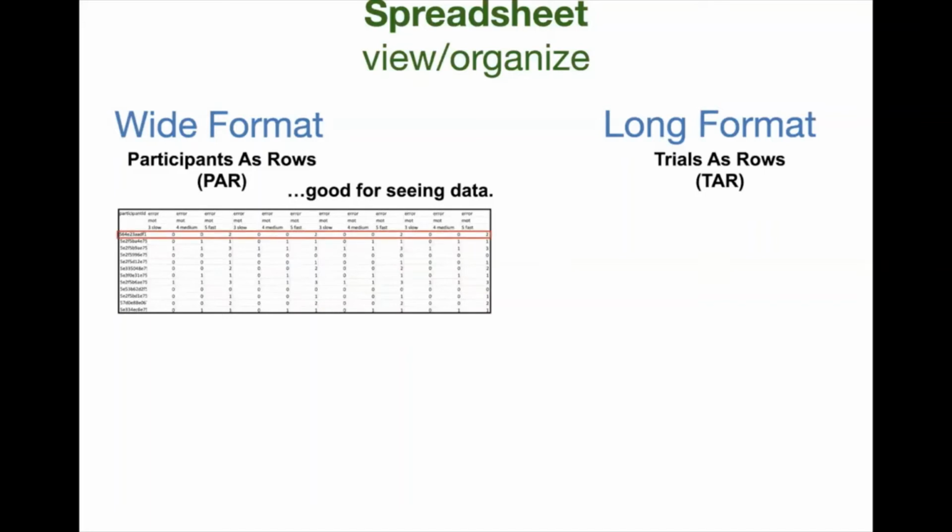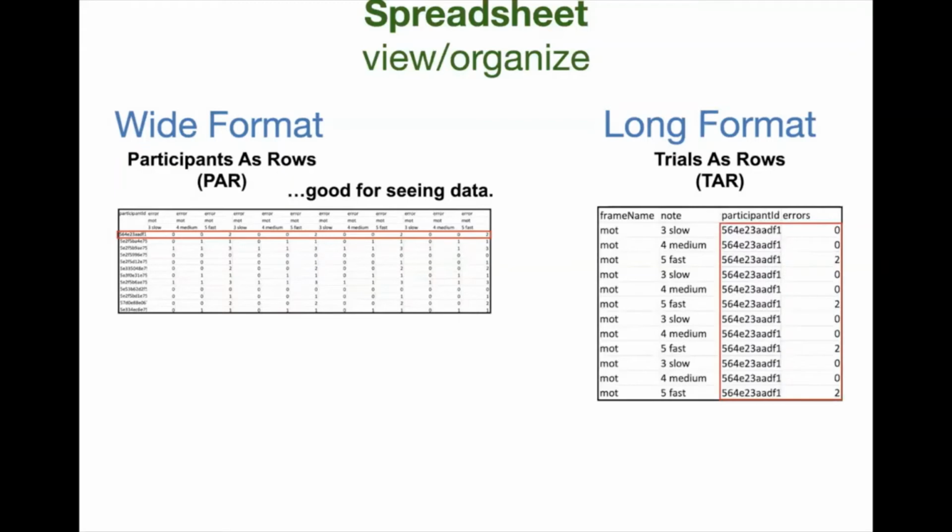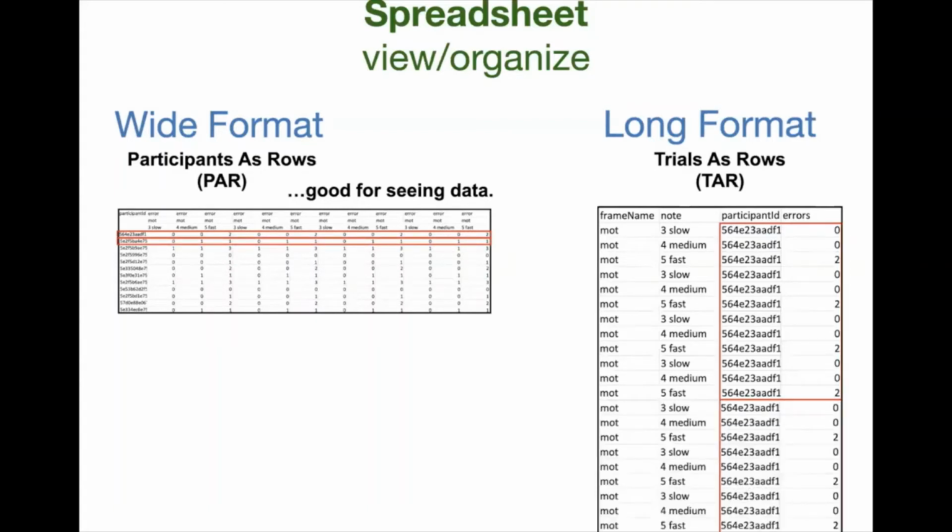Here we have one participant right here, all of their data in wide format. We can look at that in long format too. Here's one trial per row. We repeat the participant ID again and again and again, and we have all the trials. And in both formats, we stack the data vertically. So here's the second participant over in wide form. Here's the second participant in long form.